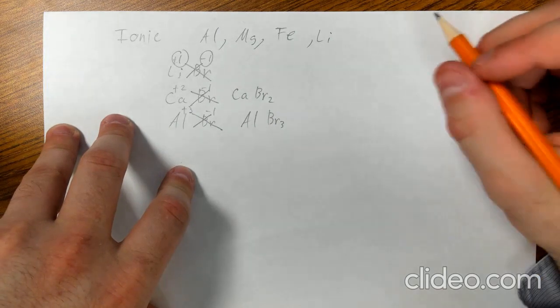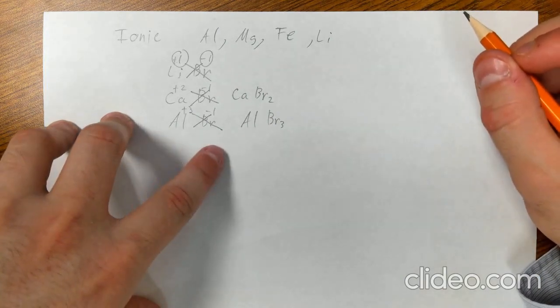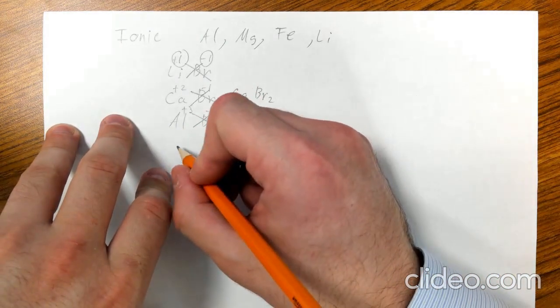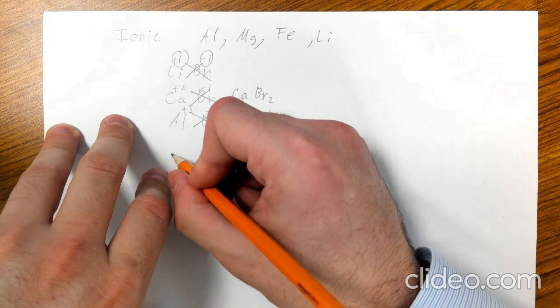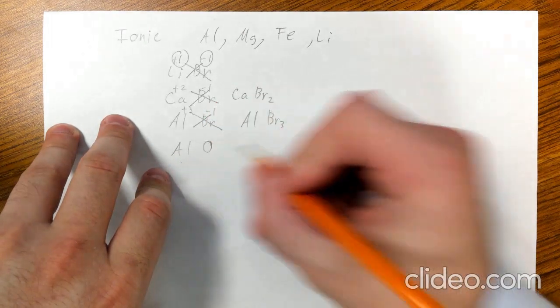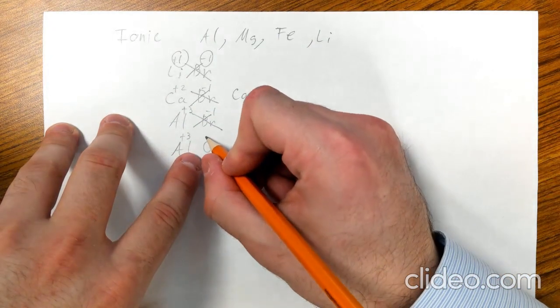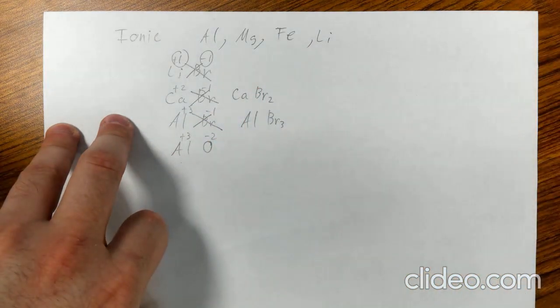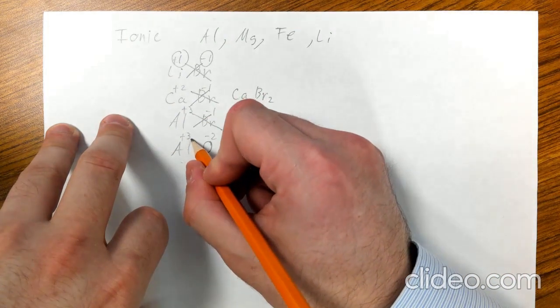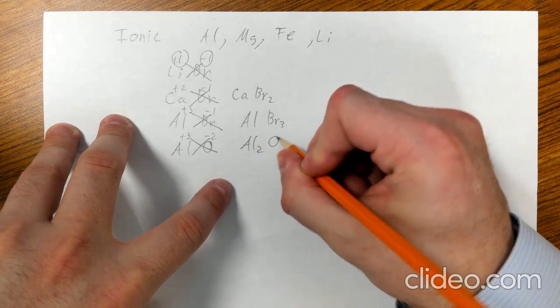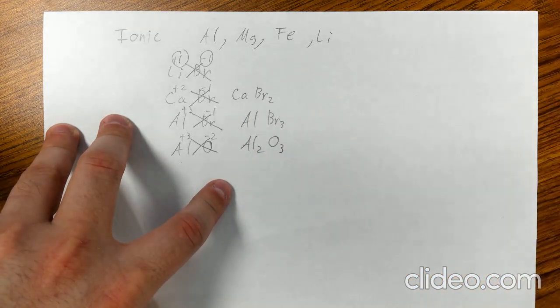Now I can also have elements where it's 2 and 3 for the charges, right? So I could have something, for example, like aluminum oxide. So I have aluminum and I have oxygen. Again, aluminum is +3. Oxygen, if you look at the periodic table, is -2. So when I crisscross these, I get Al2O3.